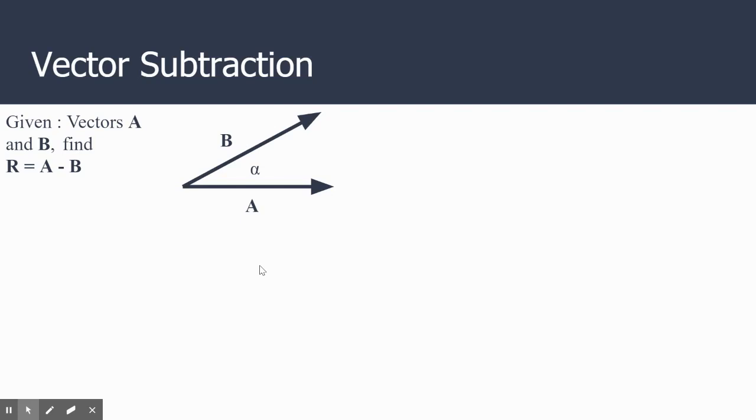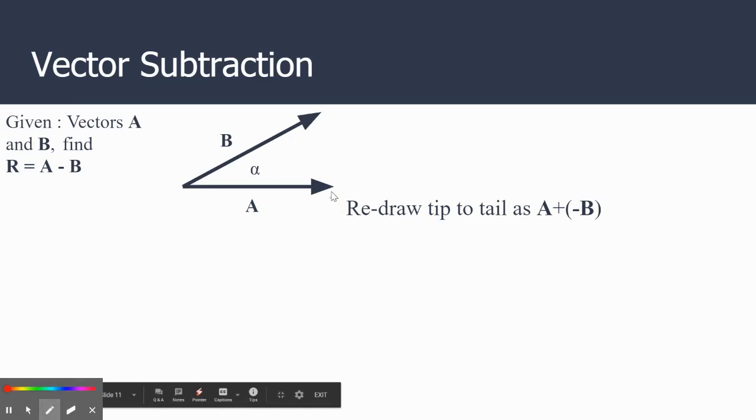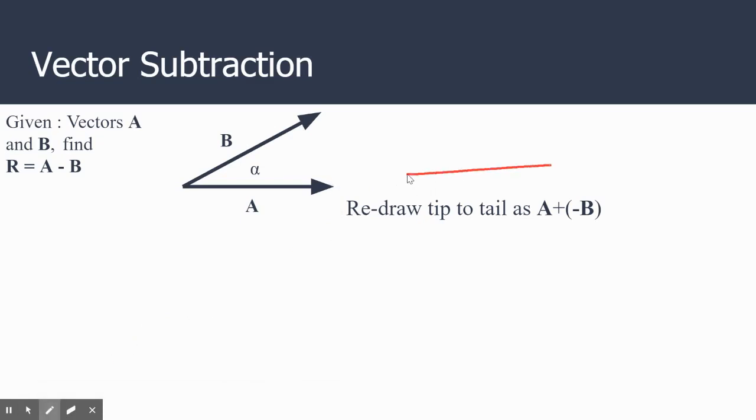So here we're given vectors A and B, and we need to find the resultant of A minus B. All right, so we're subtracting here. We're subtracting A and B, and we're still going to use the tip to tail method, okay? So don't forget that. So we're going to redraw tip to tail as A plus minus B. Previously, before we were subtracting, A plus B would look like this, right? Well, what about A plus minus B?